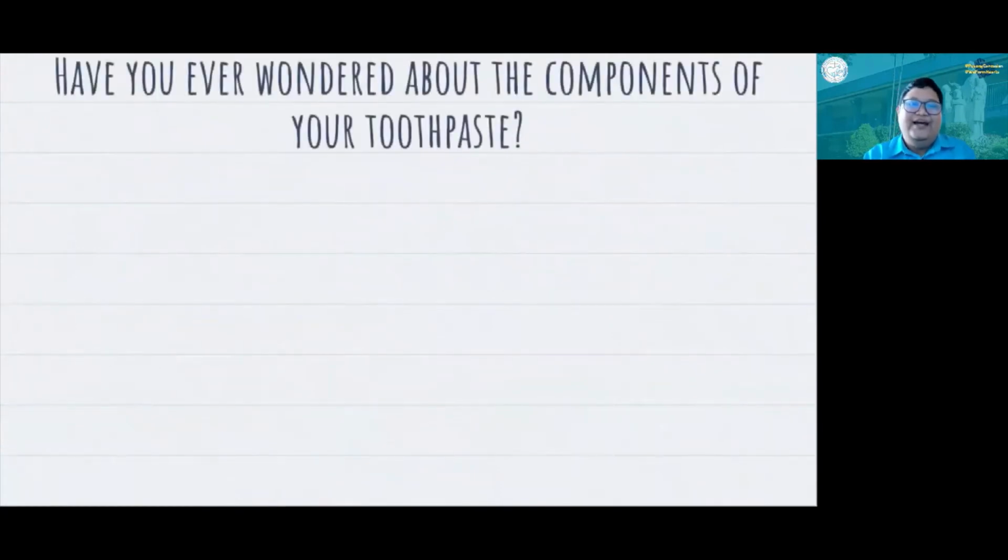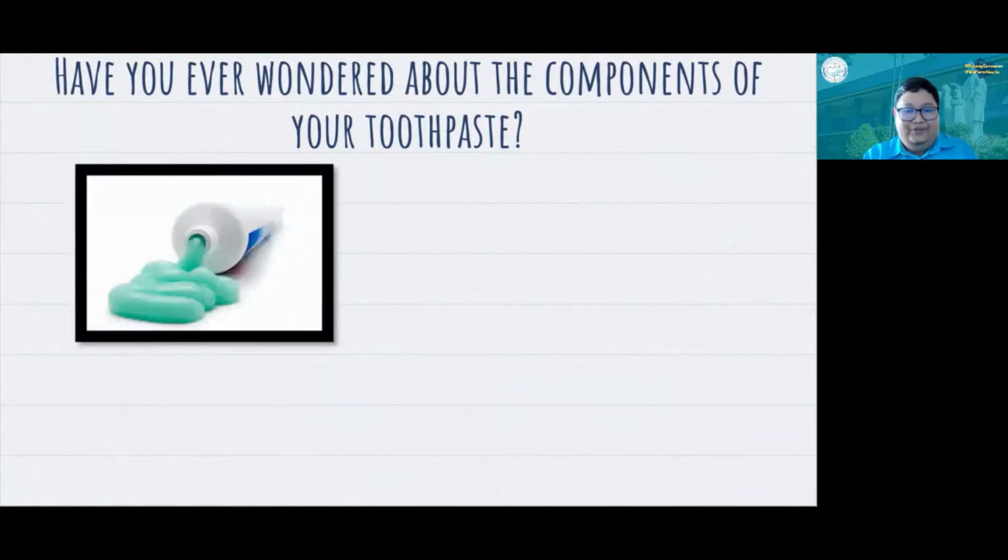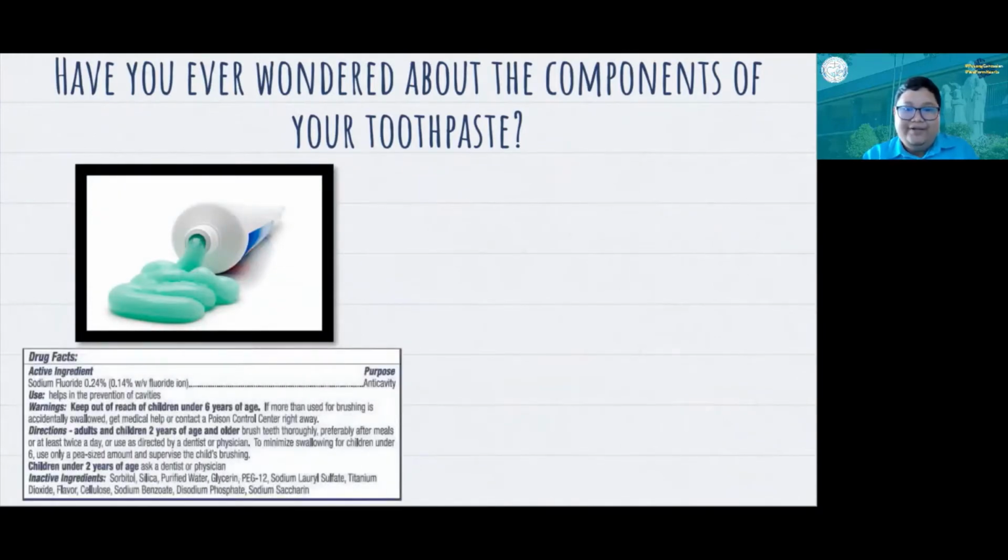Now, let me start by asking you this question. Have you ever wondered about the components of your toothpaste? So of course, all of us are brushing our teeth 3 times a day. And of course, you are using a toothpaste. Now, have you ever wondered about the components or the ingredients of your toothpaste? And if you are interested, you may look at the ingredients part of the container of your toothpaste, and you can see that the active ingredient is sodium fluoride. And the purpose of it is for anti-cavity purposes.